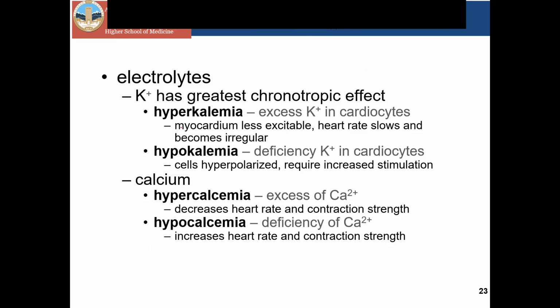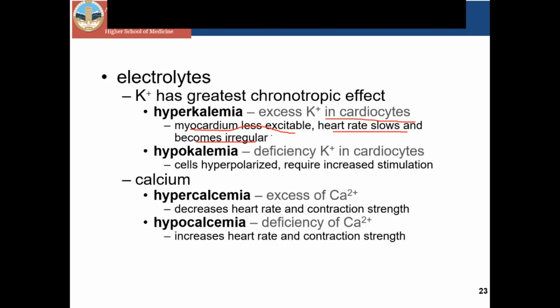Electrolytes. How exactly do electrolytes affect heart beating, or the chronotropic effect? You remember this? Chrono is time. Potassium has the greatest chronotropic effect. For example, hyperkalemia is excess potassium in cardiocytes. The myocardium becomes less excitable, and heart rate slows and becomes irregular.